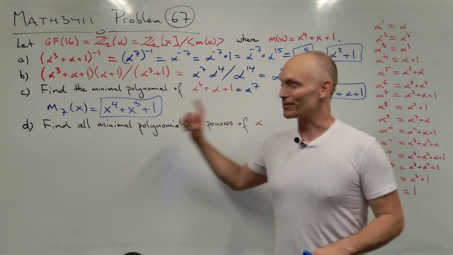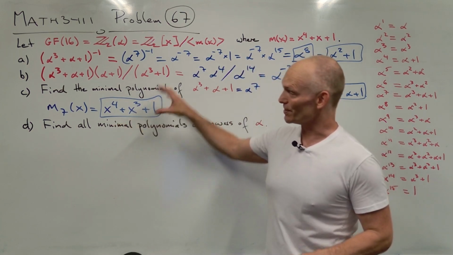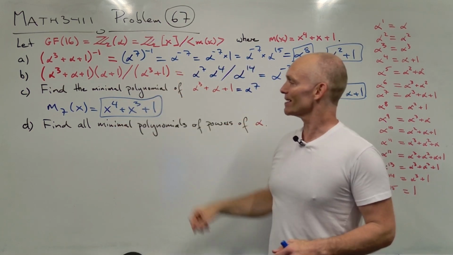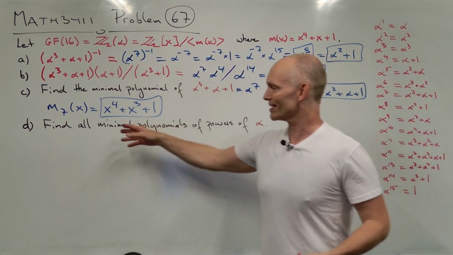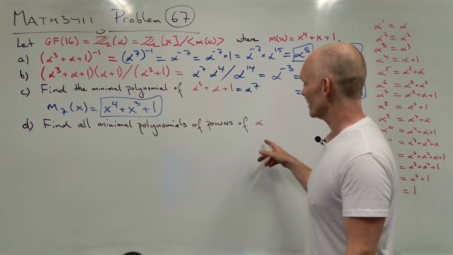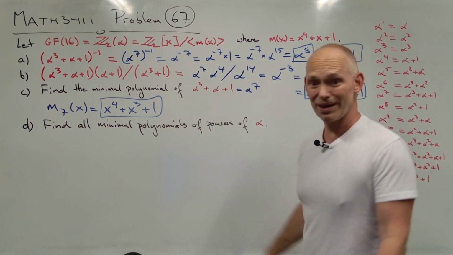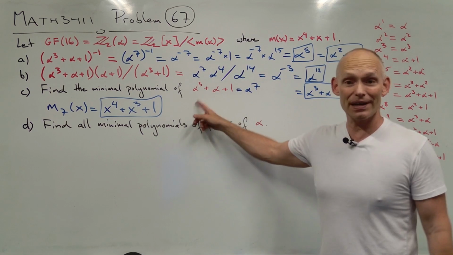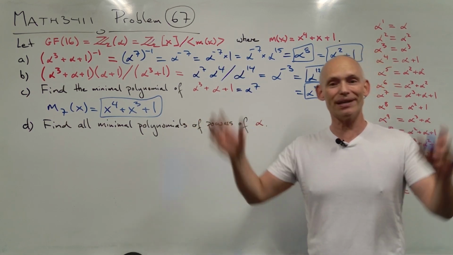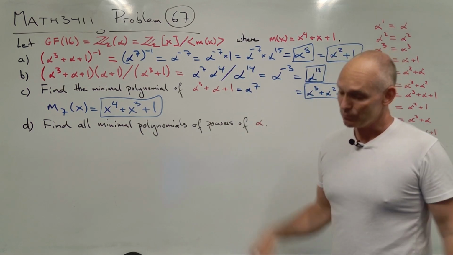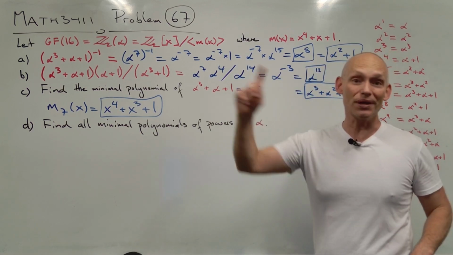Okay, we've got one more question to go. So we spent a lot of time on part C, so now we just need one more question, and it's find all minimal polynomials of the powers of alpha. What? We just found one of those minimal polynomials. Now we have to find all of them? That's crazy. That's a lot of work. Yeah, it might be, but do not despair.